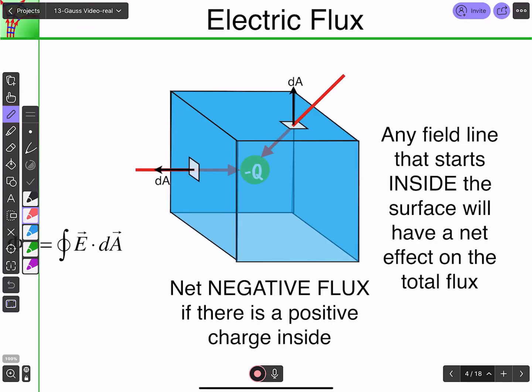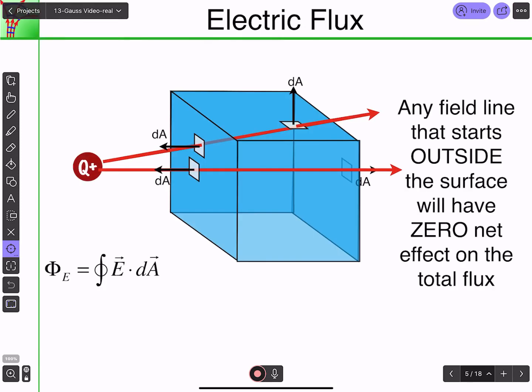And when the charge is negative, you get the opposite. We get a net negative flux. Once again, that's because the electric field lines are all pointing inwards and the area vector is all pointing outwards. So the angle between the area and the electric field is going to be greater than 90 degrees, which when you take the cosine of the angle gives you a negative number. So when the total flux is negative, the charge inside is negative.